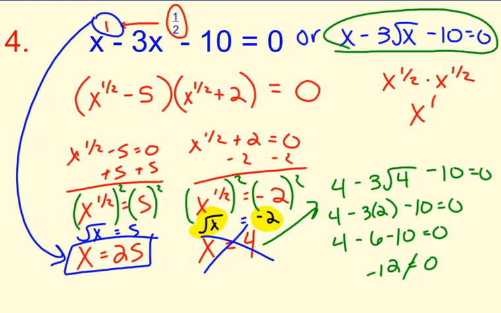If you plug the 25 in, the 25 will check. So you can go ahead and try it and see that, but that one's going to work. So you always can either notice what I highlighted here, that the square root of x equals negative 2, or plug it into your original problem and you'll be able to tell.